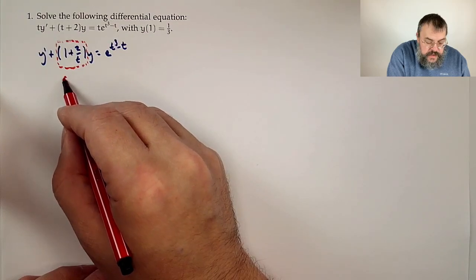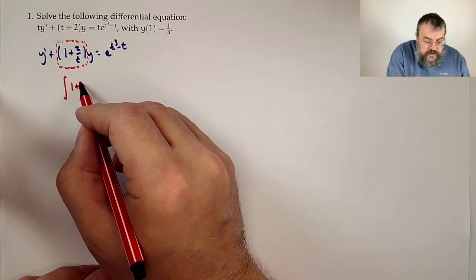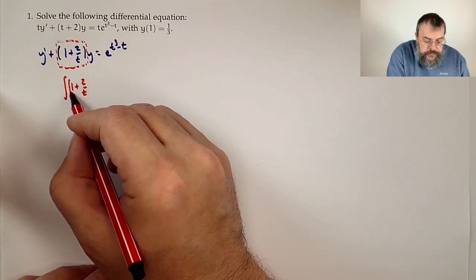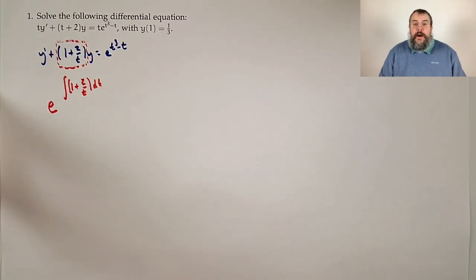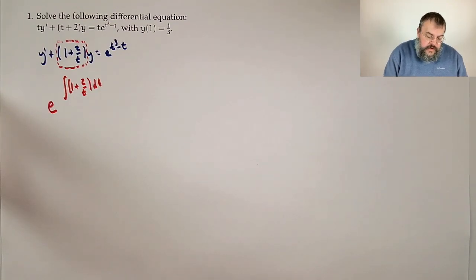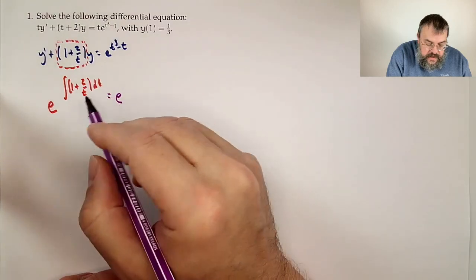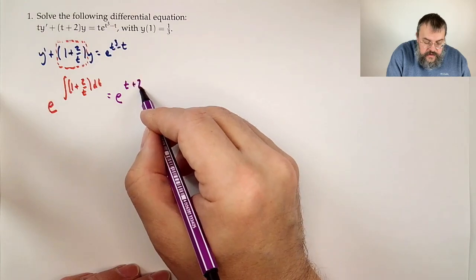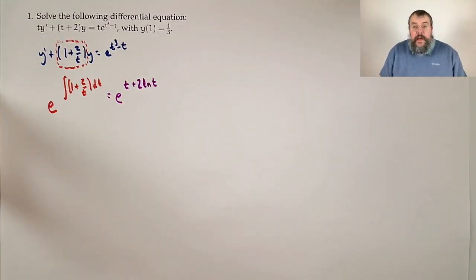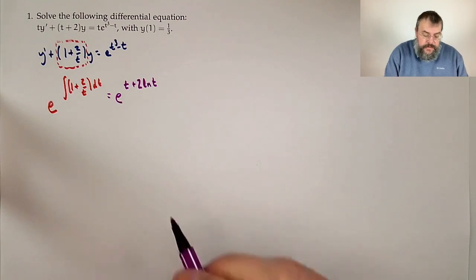And so now we're going to do the integral of 1 plus 2 over t. And then we're going to take e to that power. All right, so let's do that. So what do we have? Well, this will be the same as e to the integral of 1, which is t, and then plus 2 natural log t. And when we're doing our integrating factor, we don't need to worry about the plus c. So that's nice.